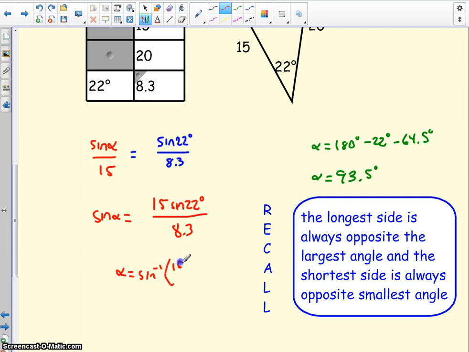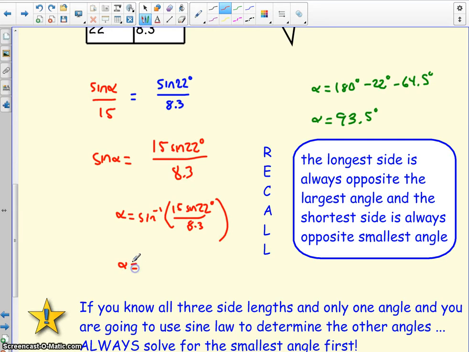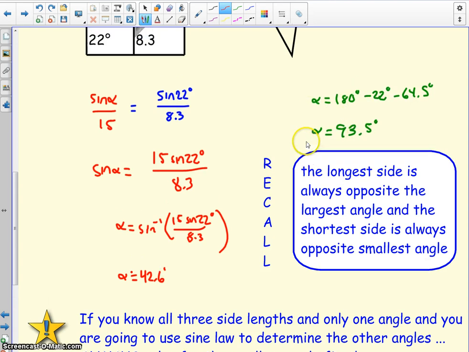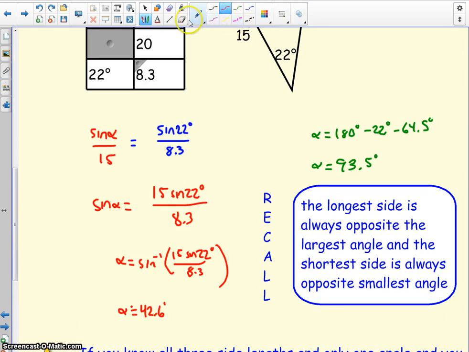Again, same process as before, just solving for a different angle. Okay, and we run that through our calculator. I get 42.6 degrees, which makes a lot more sense than the original answer I got for alpha, which was 93.5. So now that I have that, I can solve for theta.